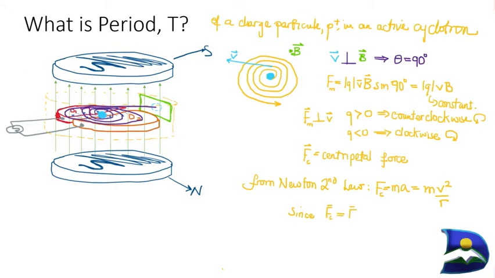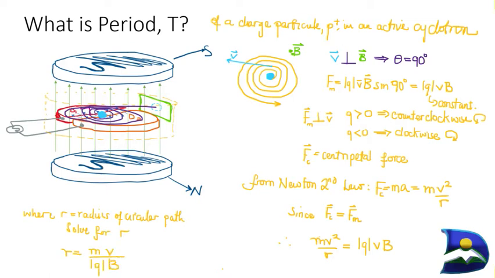So since the centripetal force equals the magnetic force, or electromagnetic force, mv squared over r, which signifies the centripetal force, is equal to the charge, which in this case is that of a proton, multiplied by the velocity times the magnetic field. So solving for r, the radius of the circular path is equal to the mass times the velocity divided by the product of the charge and the magnetic field.